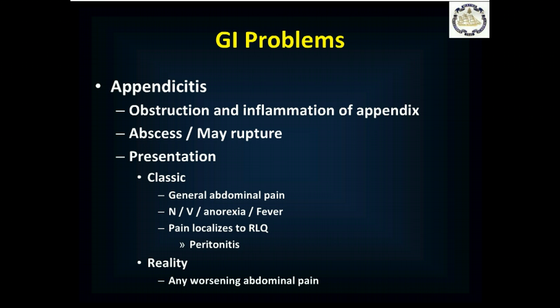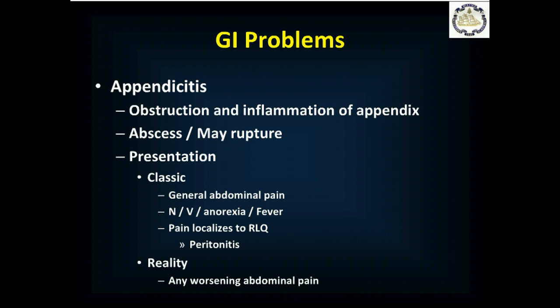So the classic presentation is someone who starts with general abdominal pain, particularly periumbilical pain, right around the belly button, with nausea, vomiting, fever, and loss of appetite, which is what anorexia means. And then that pain localizes to the right lower quadrant. So it goes from being generalized or around the belly button down into the right lower quadrant, and that's called peritonitis. There's inflammation of the peritoneum, the lining of the abdominal cavity, and if the appendix leaks or ruptures, the peritonitis can be severe.